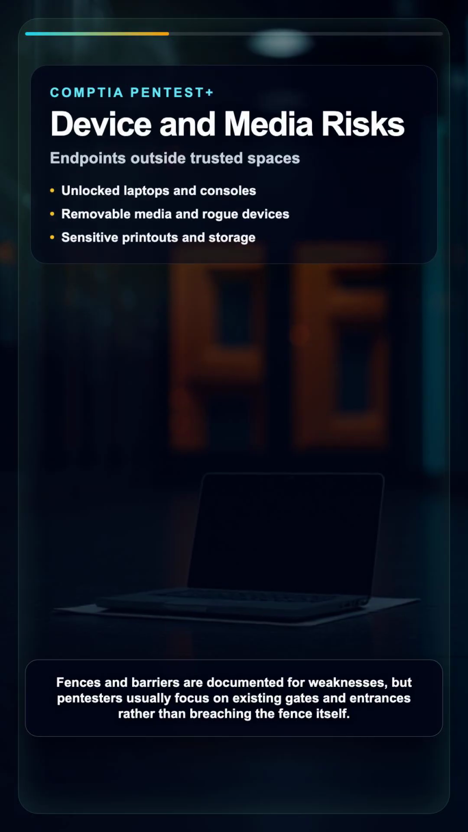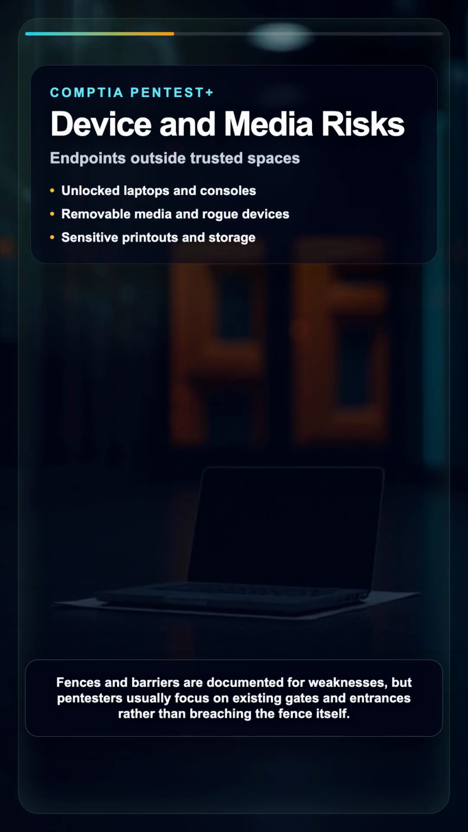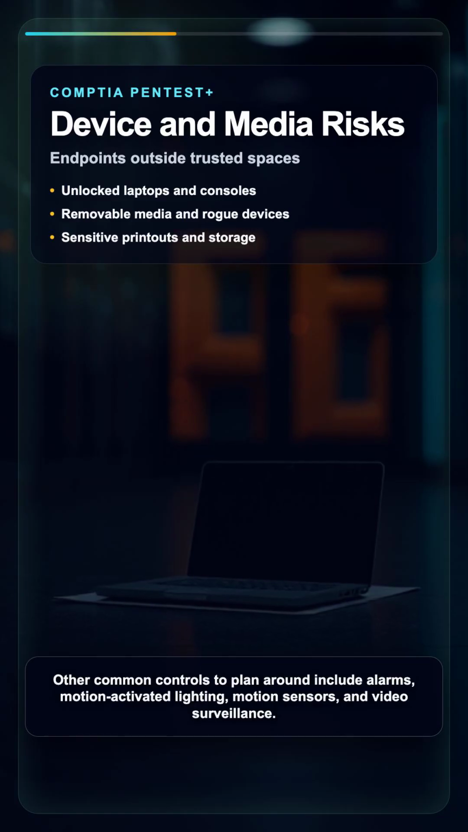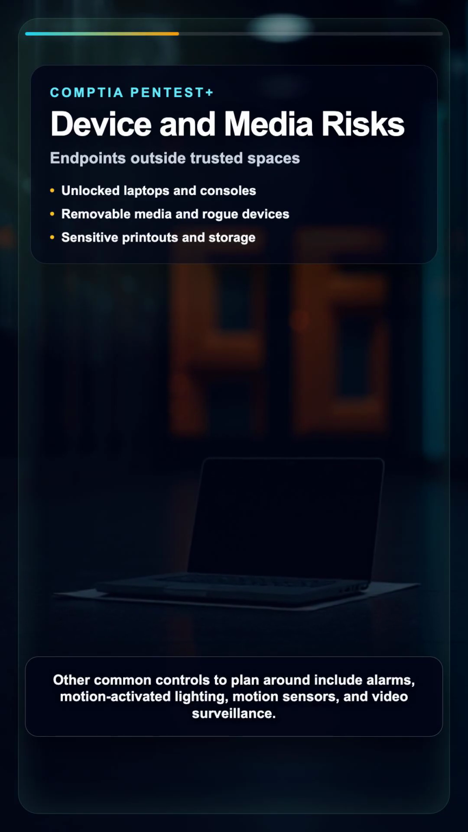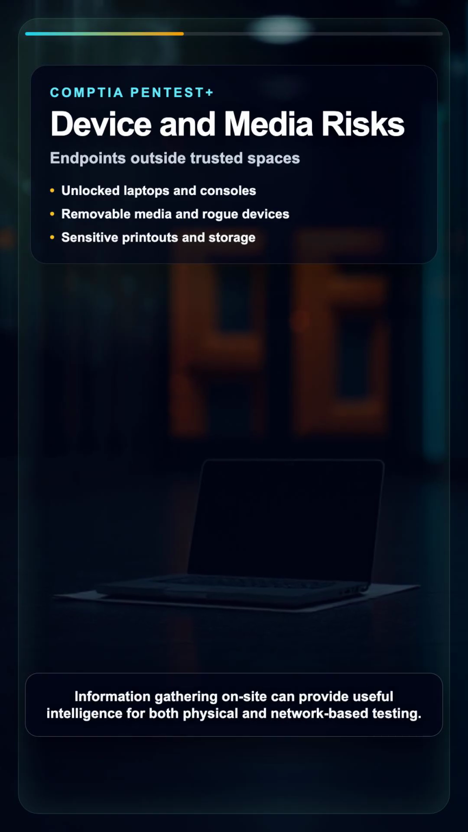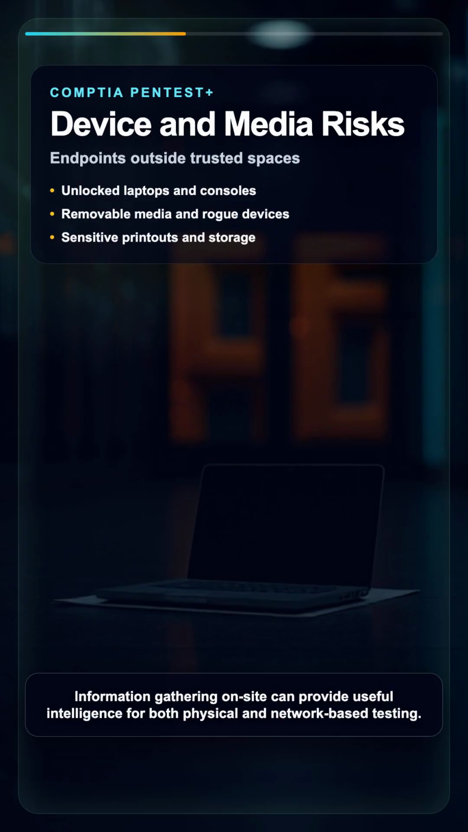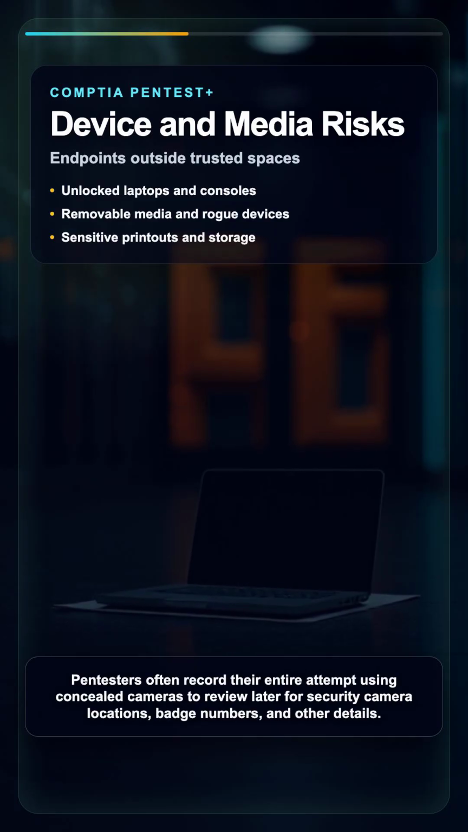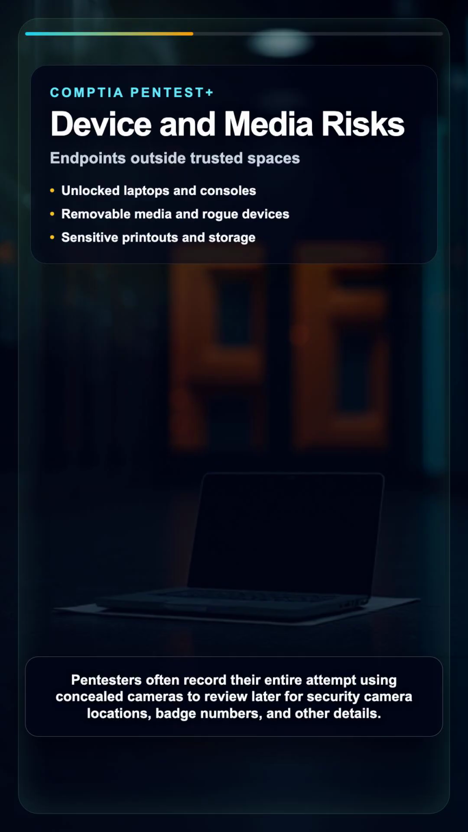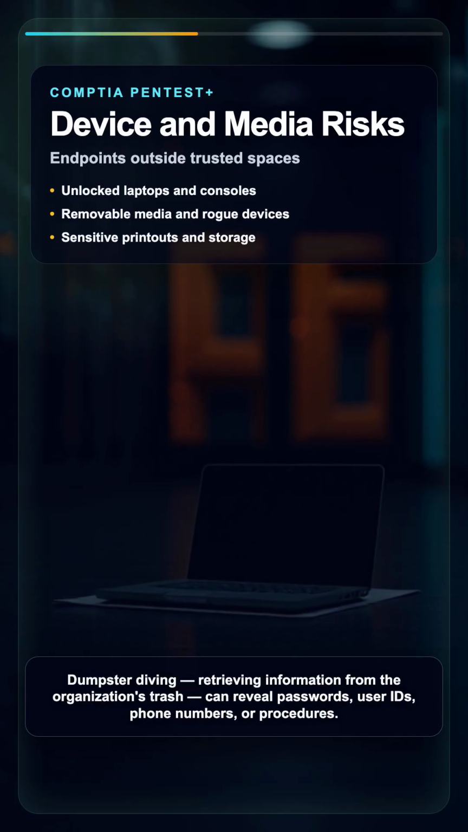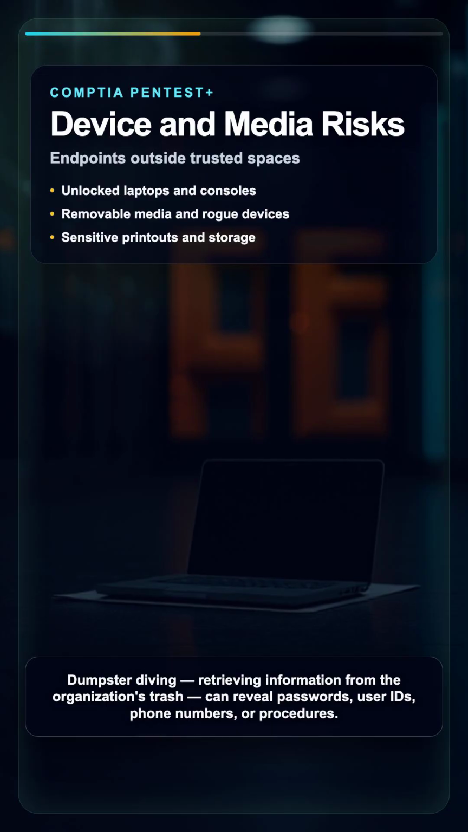Fences and barriers are documented for weaknesses, but pentesters usually focus on existing gates and entrances rather than breaching the fence itself. Other common controls to plan around include alarms, motion-activated lighting, motion sensors, and video surveillance. Information gathering on-site can provide useful intelligence for both physical and network-based testing. Pentesters often record their entire attempt using concealed cameras to review later for security camera locations, badge numbers, and other details. Dumpster diving, retrieving information from the organization's trash, can reveal passwords, user IDs, phone numbers, or procedures.